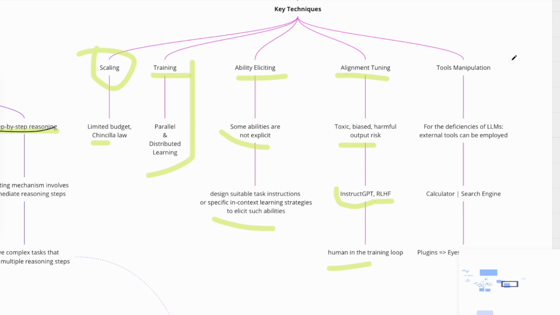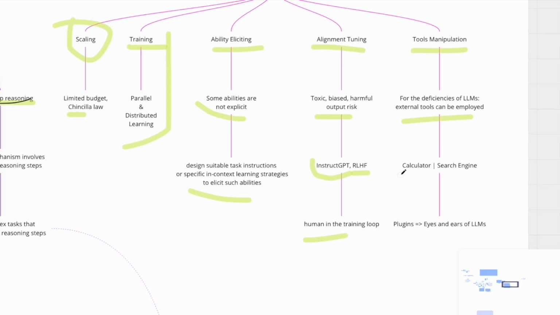And last but not least, number five, tools manipulation. So LLMs are trained with text data, so they can read and write. You can imagine it like that. With additional tools, they can also speak and listen and watch. So we can use external plugins, and they can be the eyes and ears of LLMs. To calculate advanced math, instead of using the LLM, you can directly use an external calculator. Then you can use a search engine and support the LLM. I think this will affect the industry and the products a lot.